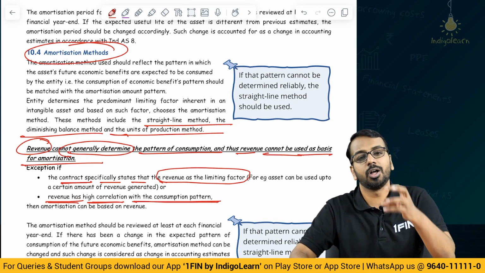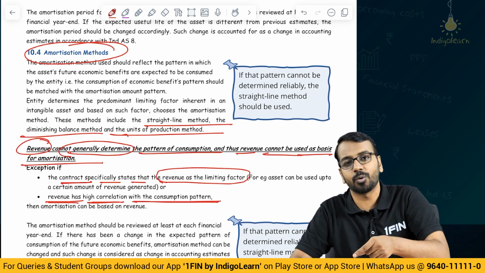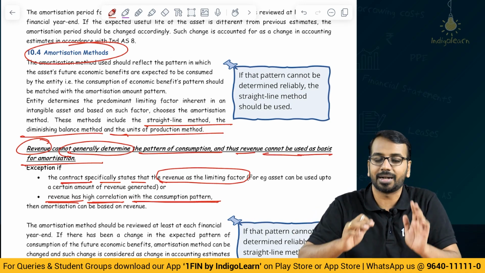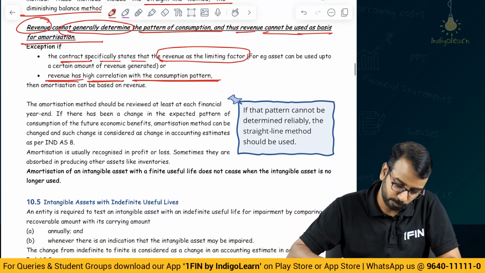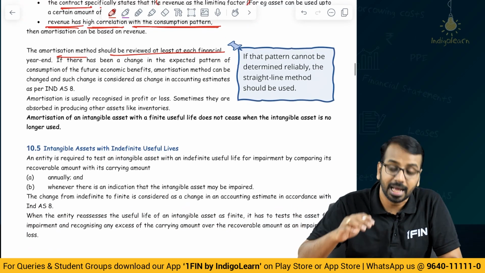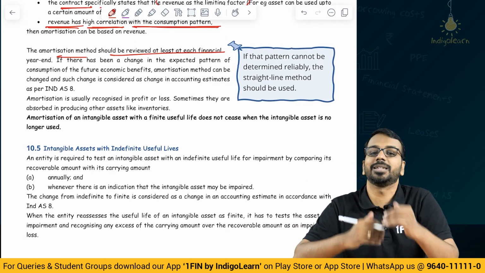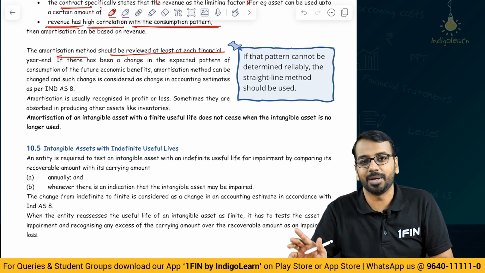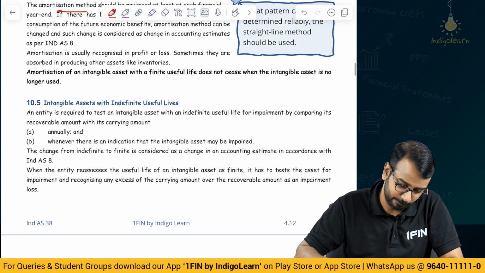So in two situations, one, revenue has a high correlation with the consumption pattern, or revenue itself is the limiting factor. In that case, you can use revenue. The amortization method should be reviewed at least at the end of each year end, and change in amortization method or change in depreciation method is treated as change in accounting estimate, not a change in accounting policy.